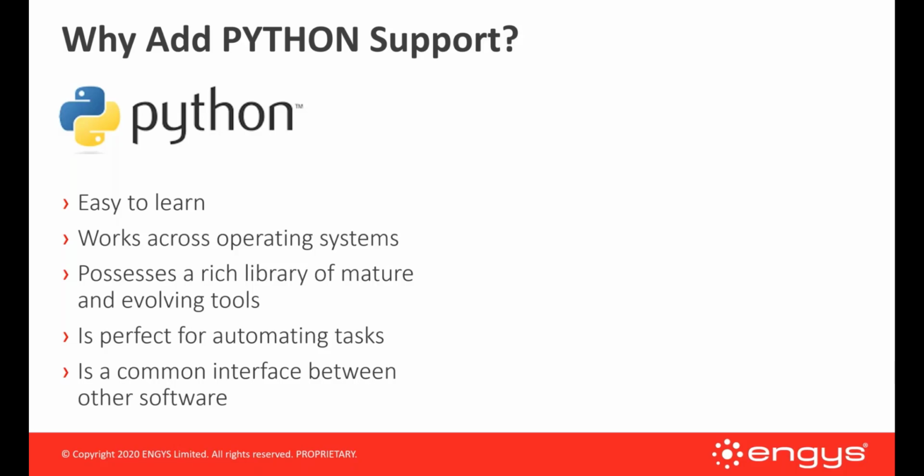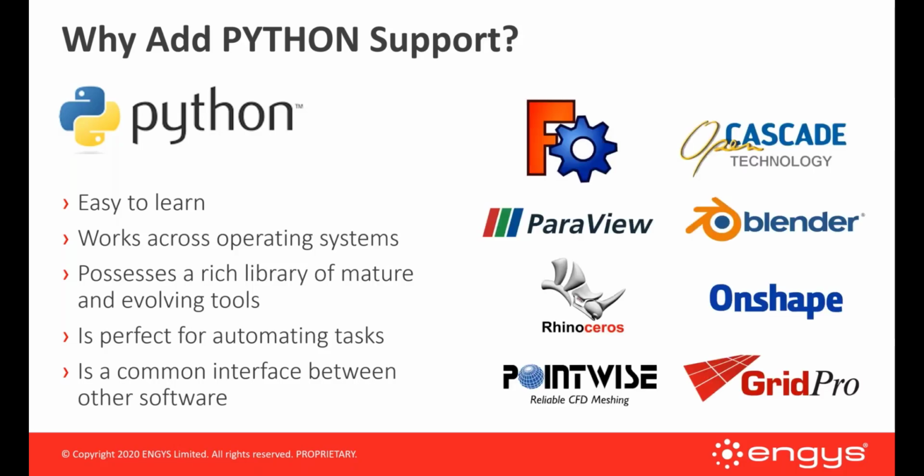We're not the only ones to recognize this. There's lots of other software, so it's a common interface between other software. For example, we've got FreeCAD and OpenCascade. These are both open source CAD libraries or CAD tools. ParaView has Python macro capability.